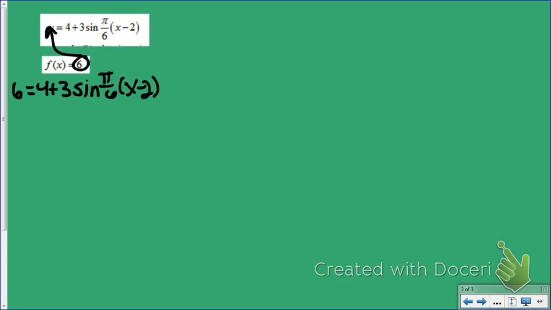All right, now I'm going to try to solve this. First thing I'm going to do is just subtract 4. And then the next step here, I'm going to divide everything by 3.